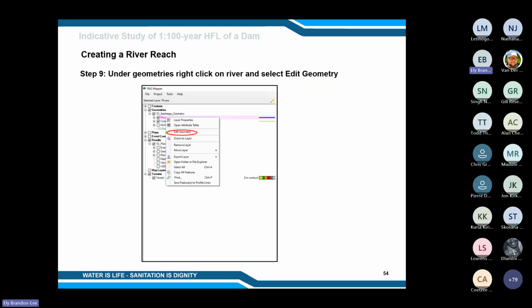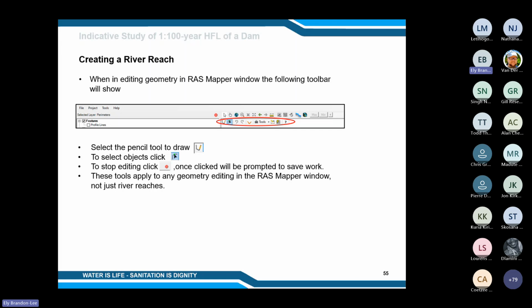After adding my terrain, I proceeded to draw the river through my dam. I did this by right-clicking on the river option underneath the geometry I created and selected Edit Geometry. When in the Edit Geometry mode, the following tools are available to you. You can use the pencil to draw objects on the terrain. And then you can use this icon over here to select objects to delete them. And then you can also use this icon over here, which is used to stop editing and to save changes to your geometry.